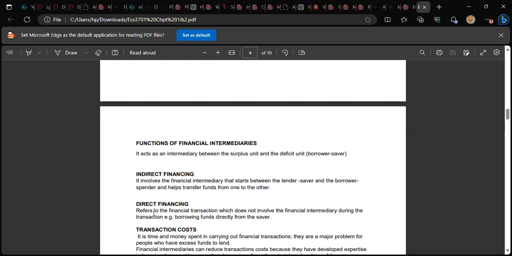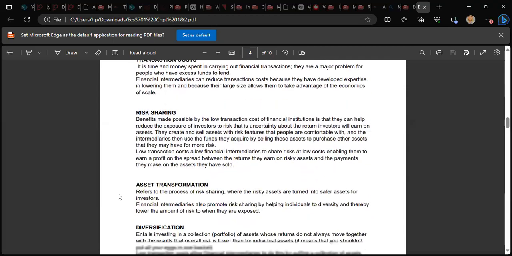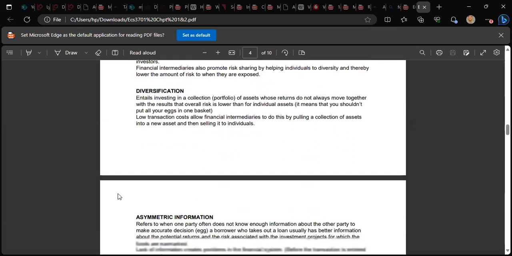But then for the most part, most of the transactions are going to be occurring through indirect financing, which is going through financial intermediaries. Examples of financial intermediaries would be banks, insurance companies, and the likes. They are basically going in between you and the savers, right? So in other words, they are in between those.